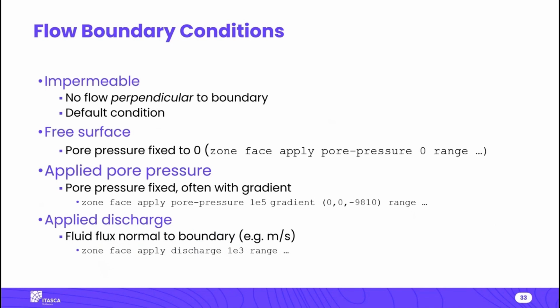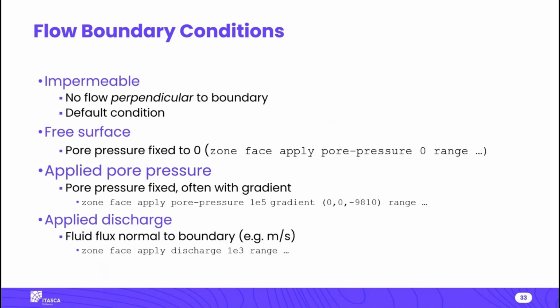Okay, and again, if you're doing a fluid flow analysis, you need boundary conditions. By default, the boundaries are impermeable. So if I don't do anything, it assumes that this thing is impermeable, and it will basically just fill up like a bathtub. If you have a free surface, you can fix the pore pressure to 0, right? So usually the pore pressure is 0 at the surface, unless you have standing water, but that's another story. Assuming you don't have standing water, you can specify a pore pressure of 0 at the surface.